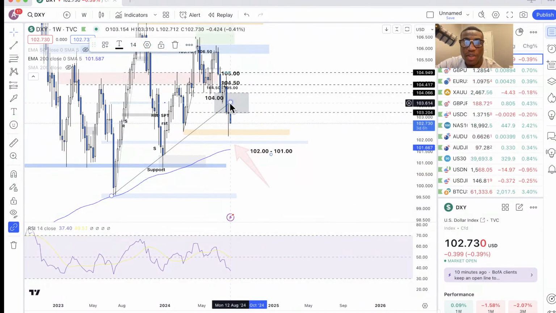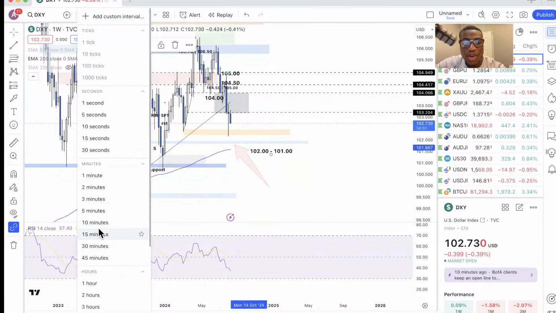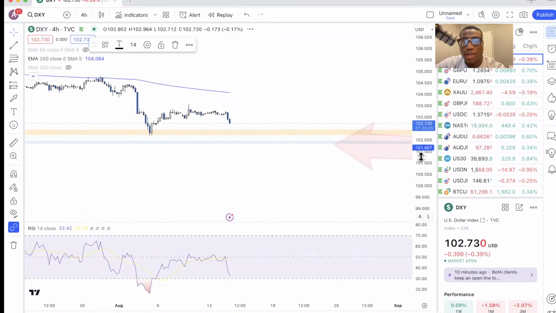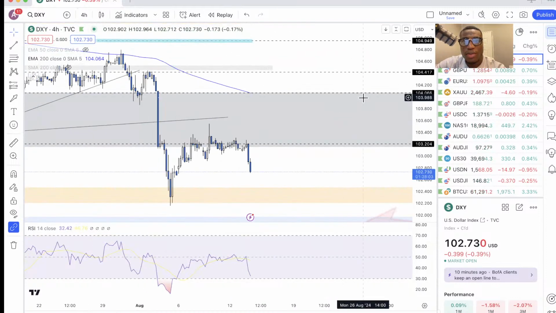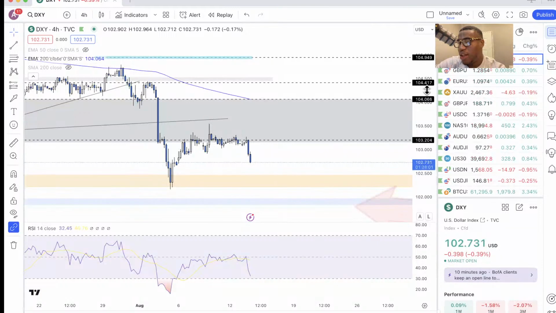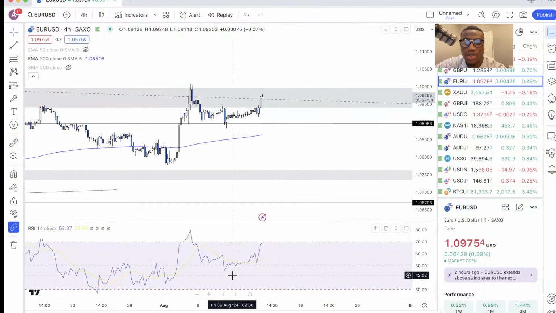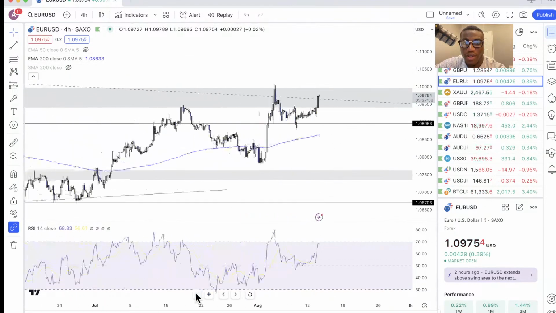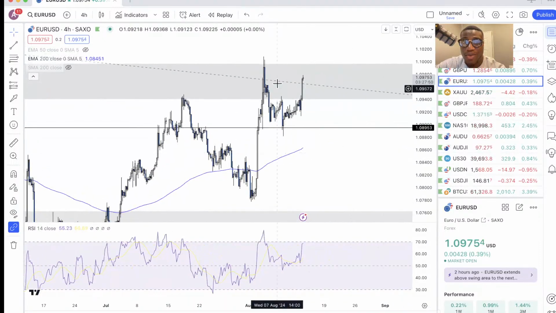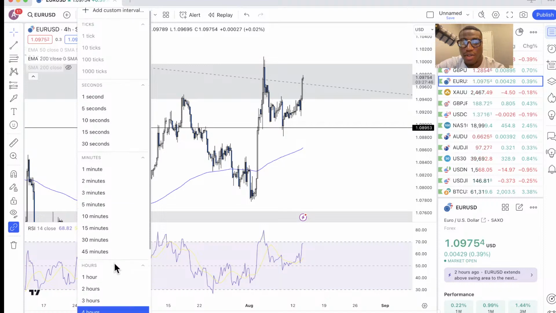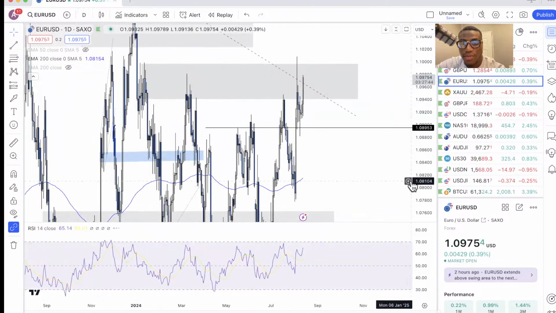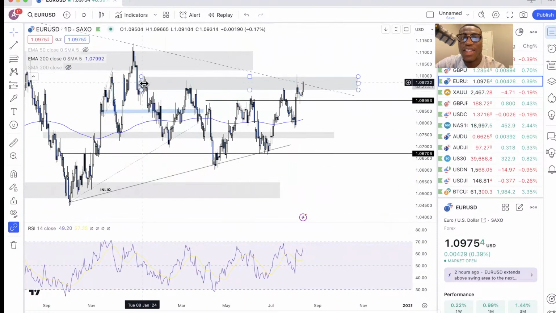If we keep trading below the 200 period moving average, then we are obviously still bearish on the dollar. And if you're trading Euro USD, this is also going to be an indication for you to buy Euro USD as well. Right now, looking at the Euro USD chart, we are currently at a key level. Let me go to the daily time frame and show you guys.